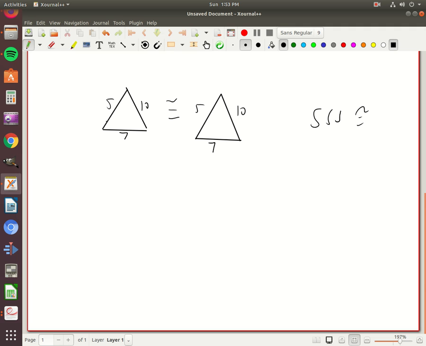Well, then what if you tell me that this angle right here is 70 degrees? Well, what angle does this have to be? I know it equals 70 degrees. And how do I know that? Well, because I've already proven that these triangles are congruent, right? So CPCTC, corresponding parts.